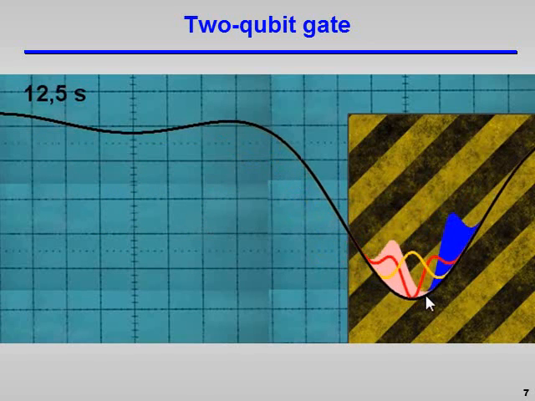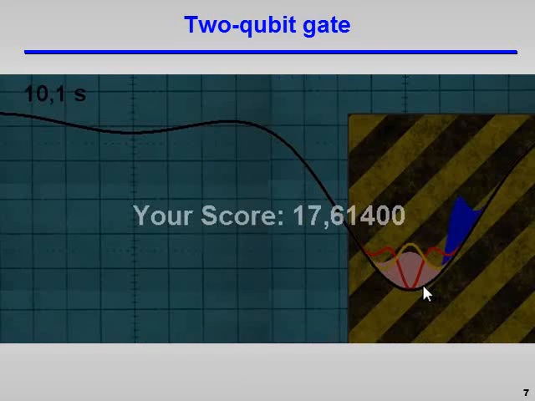So here we see an example of a play which was not very optimal. There's still a lot of sloshing, and therefore the score is not very high, and that's what we hope that the players can improve on.